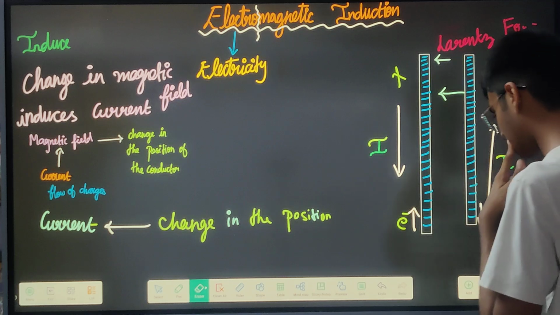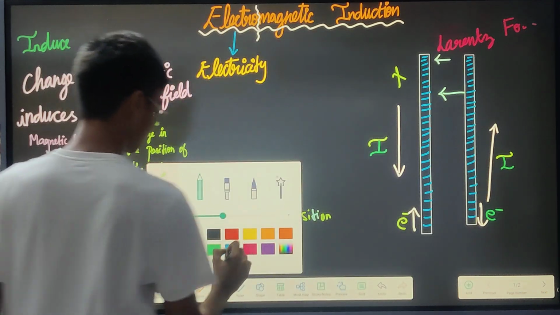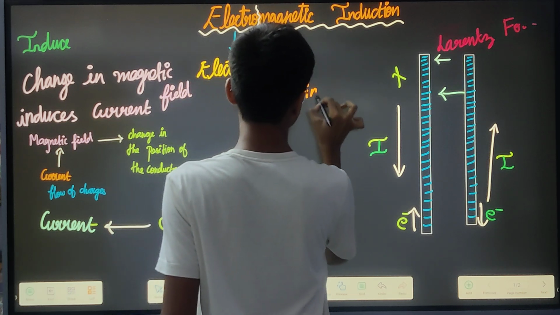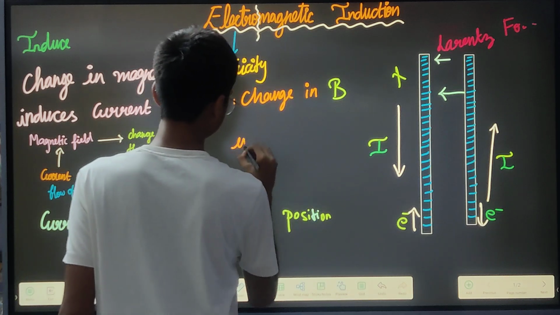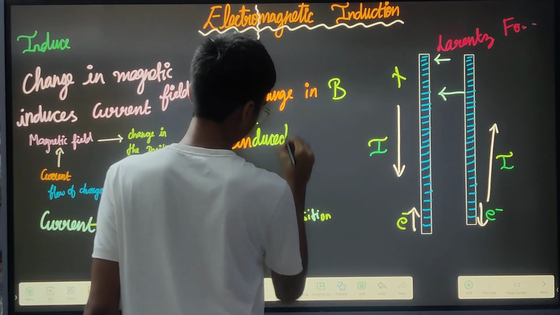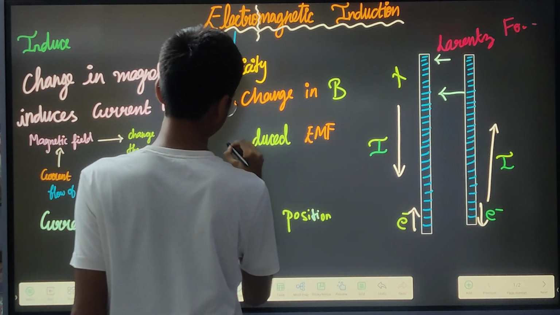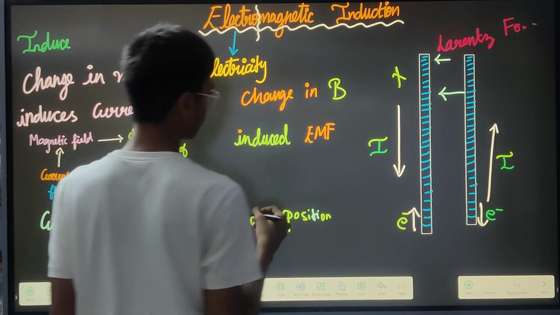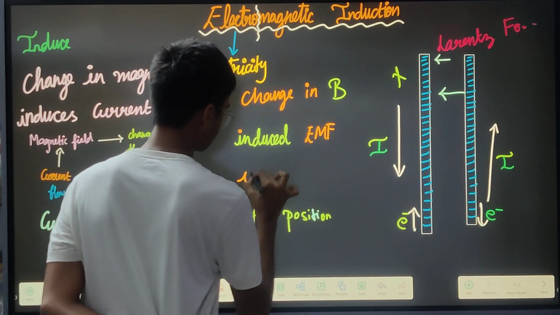Okay, so now we shall just start. See, actually this is how it happens. A change in magnetic field will give you induced EMF, and this induced EMF will give you current. Okay, induced current.